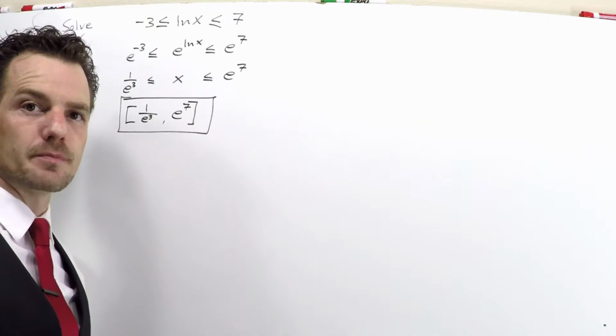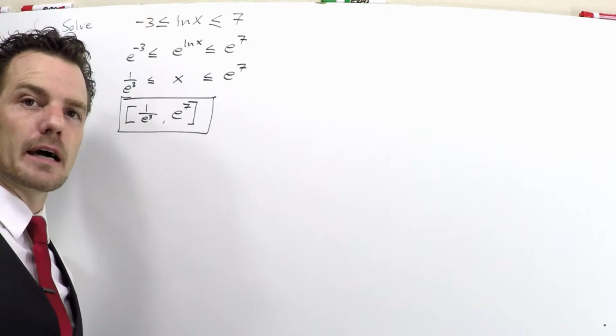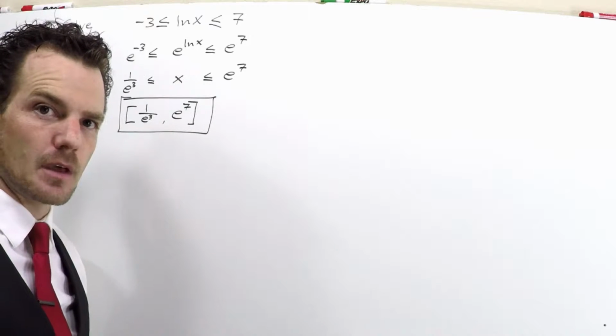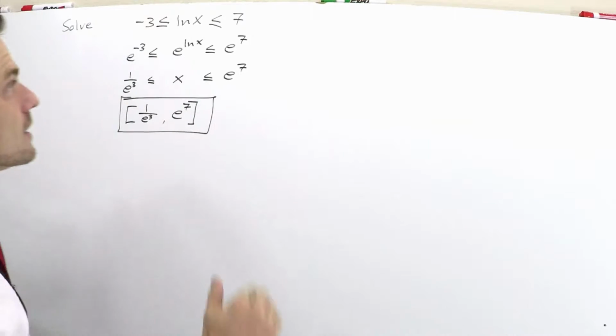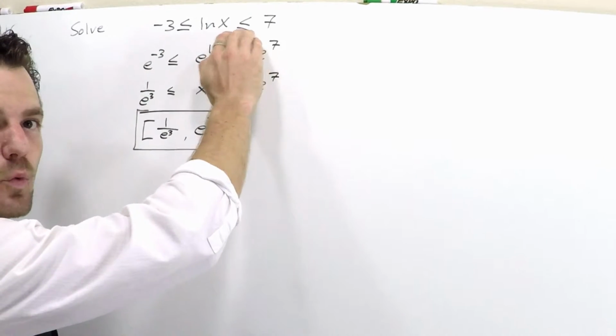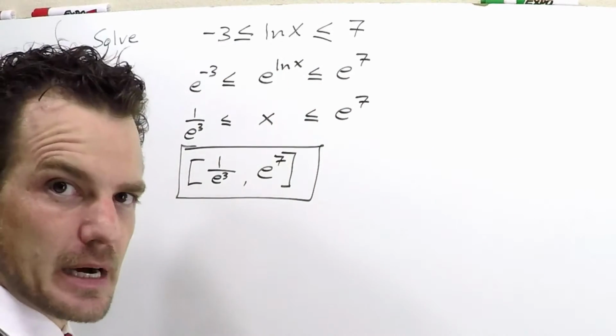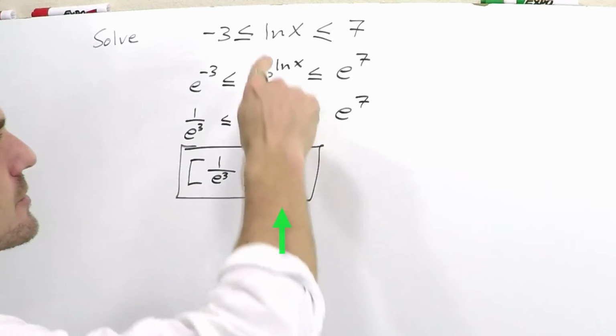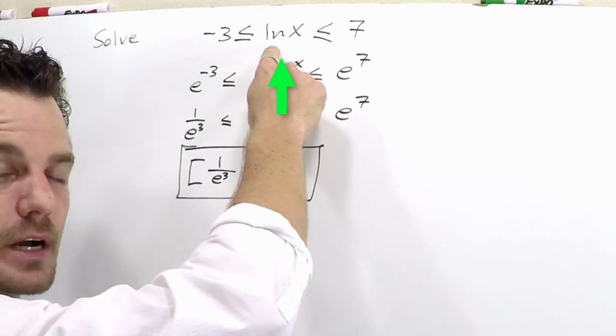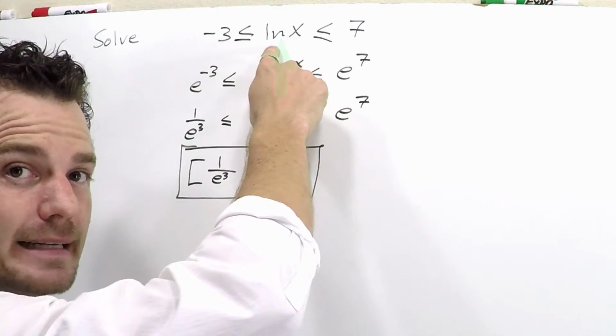Looking back at the problem, we might wonder, how did we justify our steps? It's fairly simple. Starting up here, we want to isolate the x by itself. In order to get x by itself, we need to do the opposite of a natural log. The opposite of natural log is e.